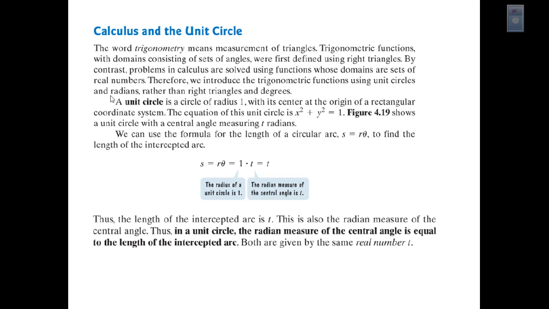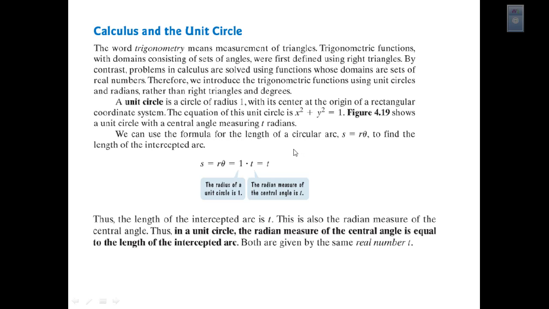Now, as I mentioned, this you definitely want to have written down somewhere. A unit circle is a circle of radius 1 with its center at the origin of a rectangular coordinate system. And the equation of this circle is x squared plus y squared equals 1. Figure 419, the picture we just looked at, shows one.